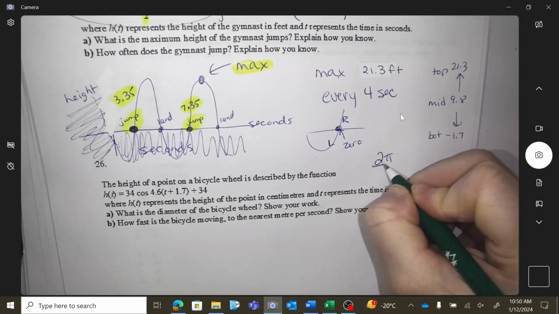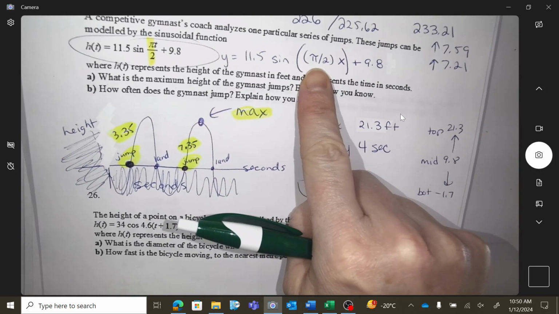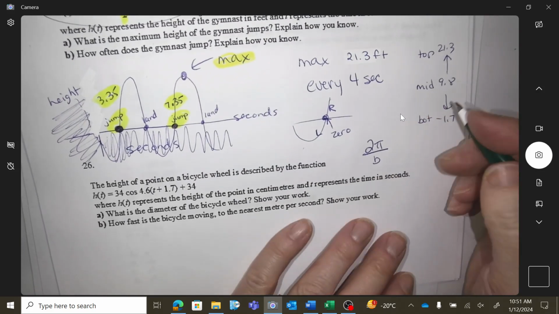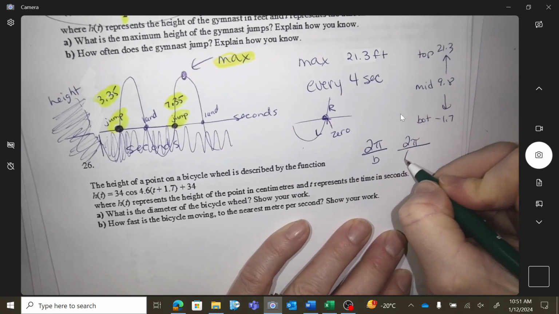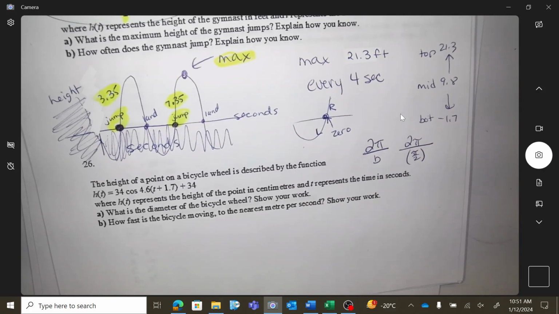2 pi over the b. And what is the b? This is the b. So 2 pi over 2 makes 4 seconds.